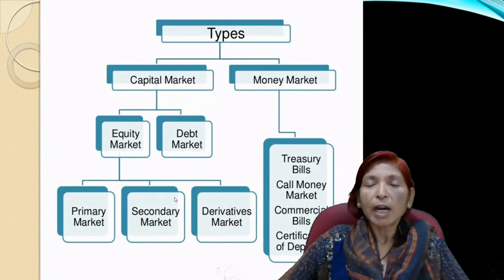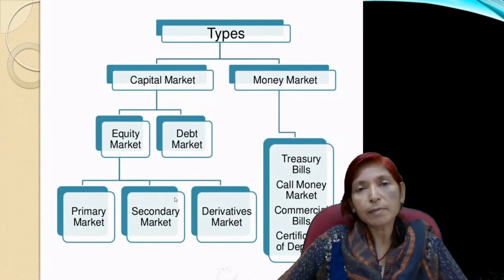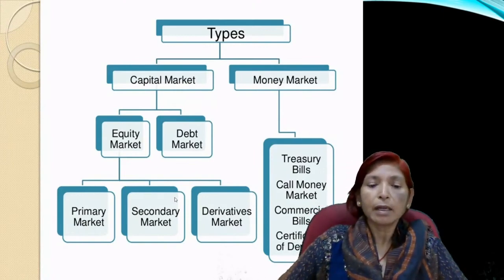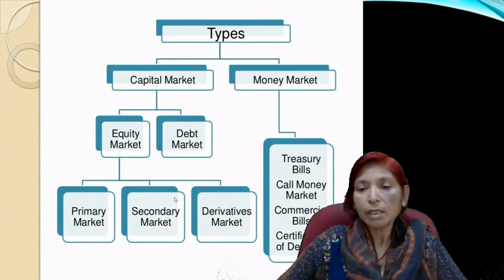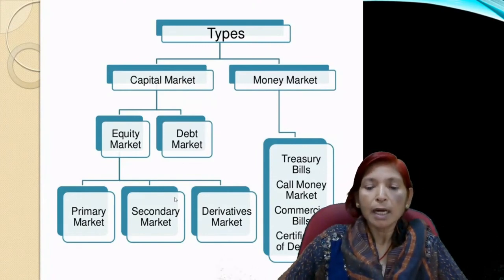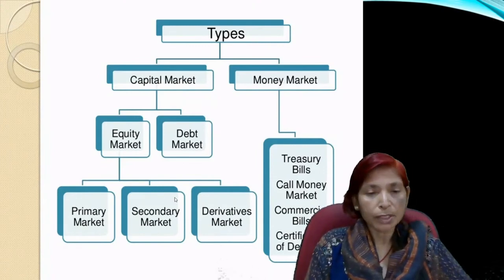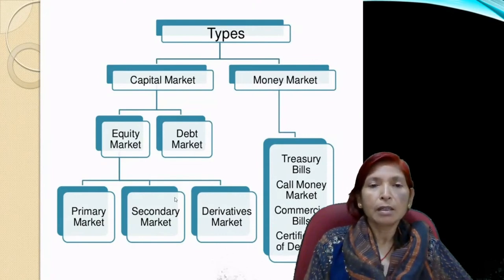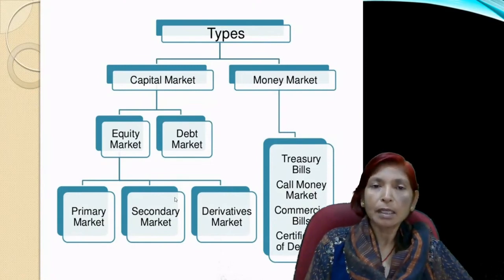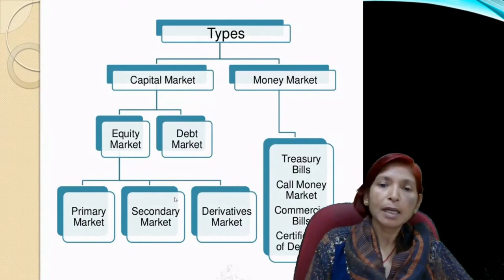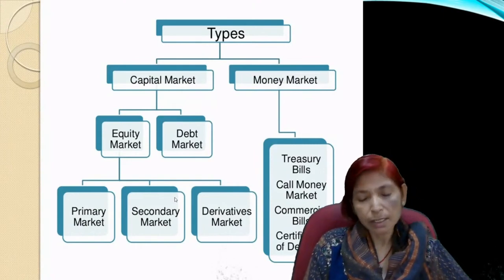And equity market can be classified into three types: primary, secondary, and derivative markets. And in money market, we include commercial bills, treasury bills, call money market, and certificates of deposits. So these are the basic types of financial markets, in which we can take two types of market: one is capital and the other is money market.